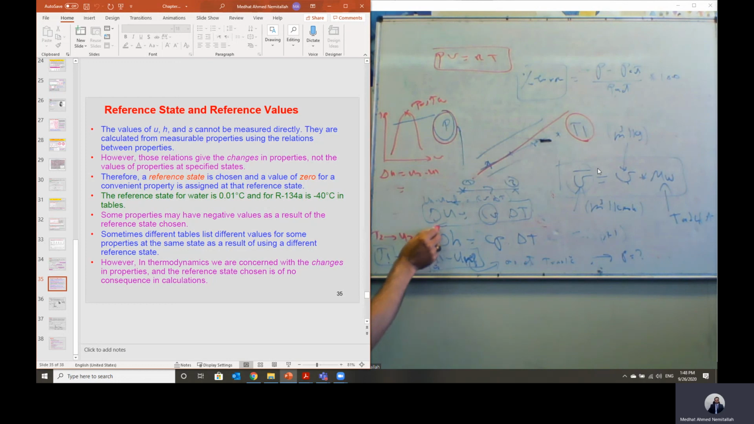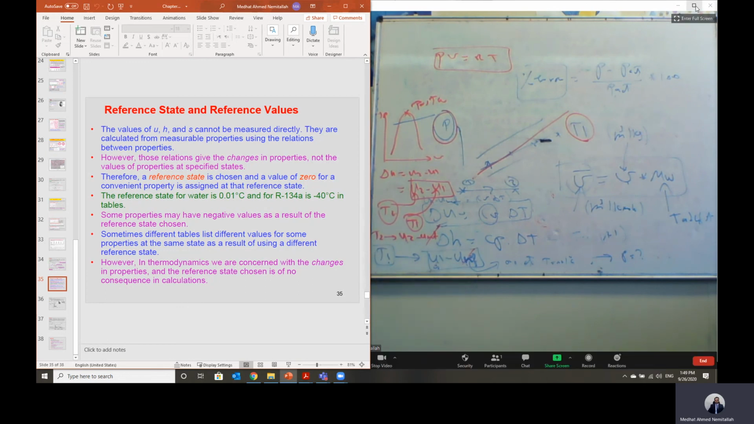Minus will be positive, then U reference will just go together. And this actually is a change of internal energy, which will be equal to U2 minus U1, which are the values that I can get from the table: U2 at temperature T2 and U1 at temperature T1. That means actually we can play with this reference point. So you can choose any reference point.